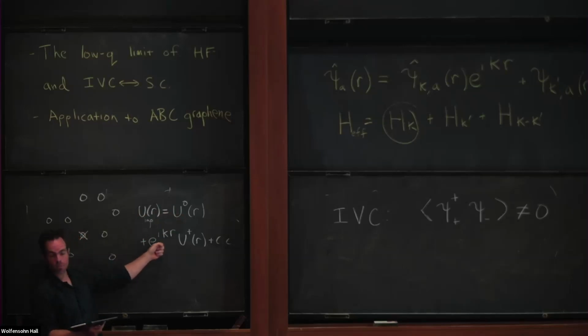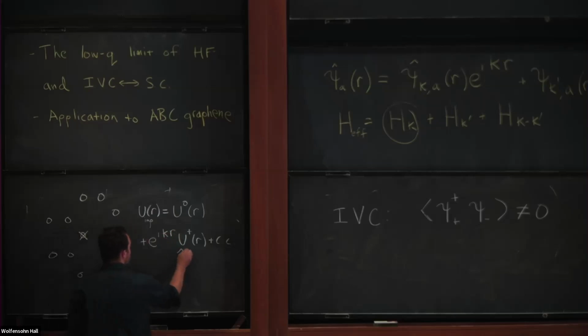But this part of the impurity potential, which will generally be there because the impurity is small compared to the lattice constant, so it's going to be spread out in Fourier space. It will have support around K. This part will exactly cause a matrix element between the K and the K prime valleys. So this term here will generate a term like psi dagger K, psi K prime.